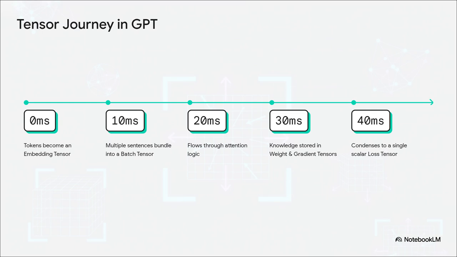The AI's actual learned knowledge is stored in weight tensors, and the signals used to train those weights are gradient tensors. Finally, after all that incredibly complex math, the whole thing condenses down to a single rank 0 scalar value, the loss tensor. When you zoom out, GPT is fundamentally just one giant tensor computation graph.